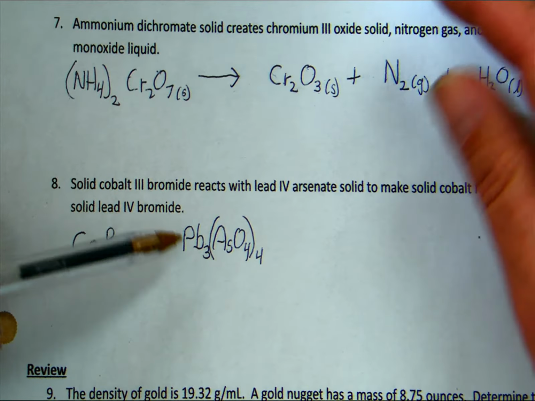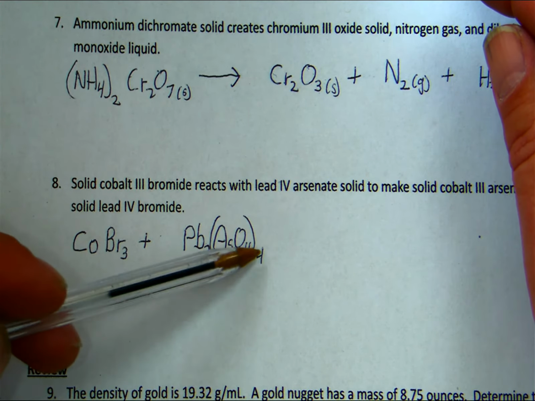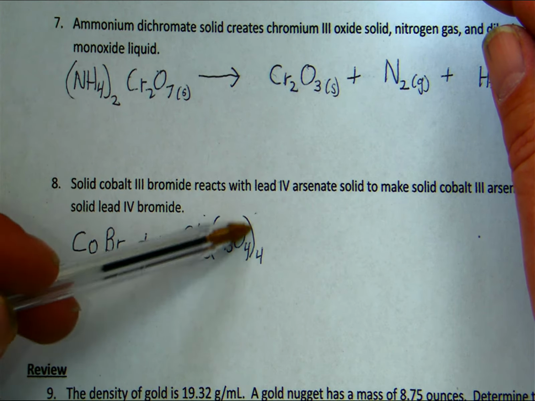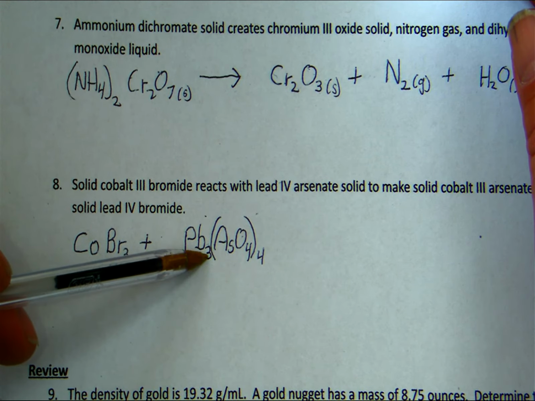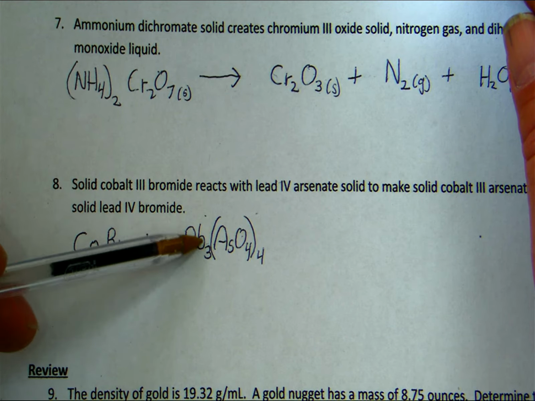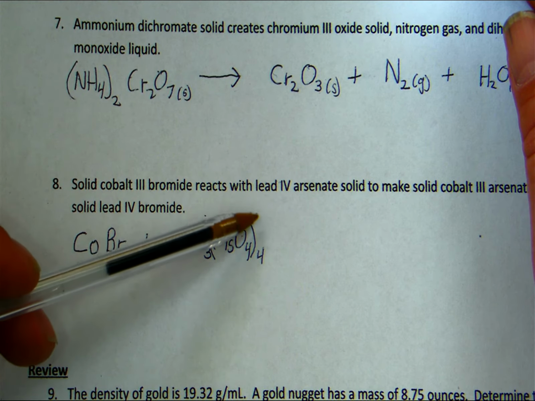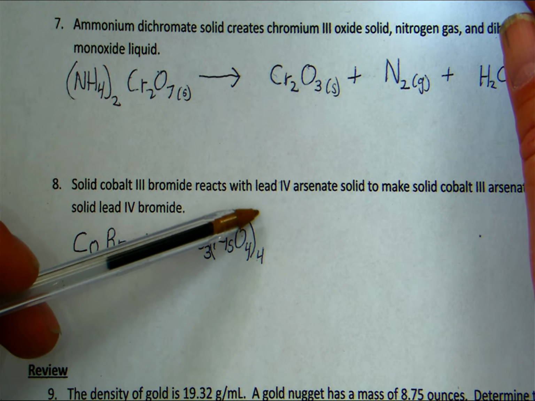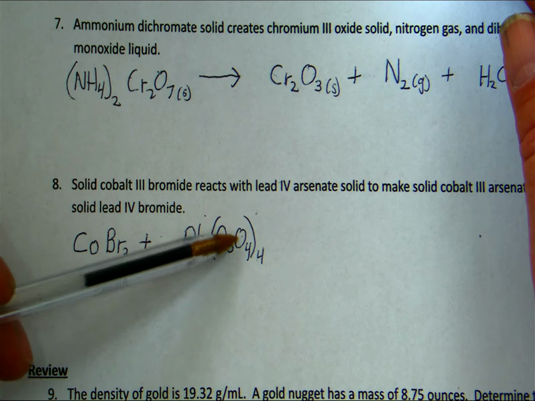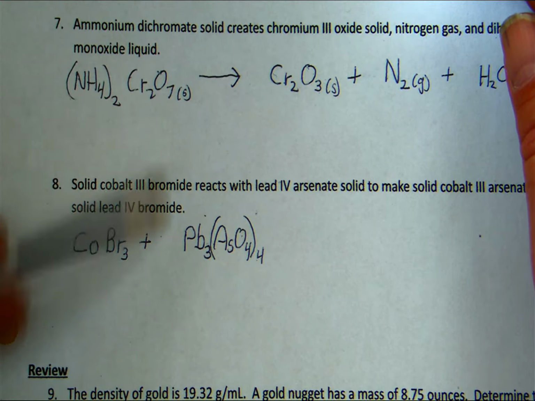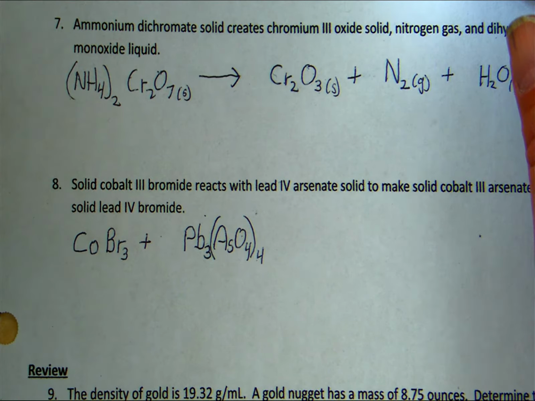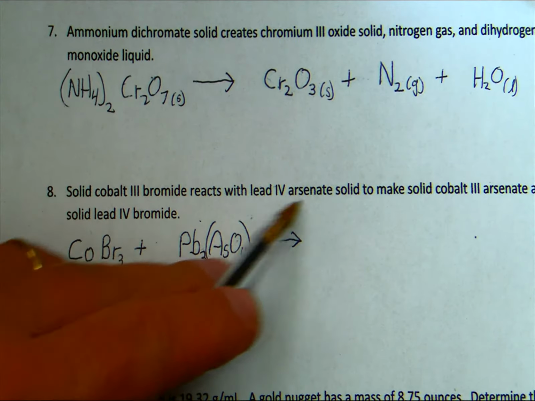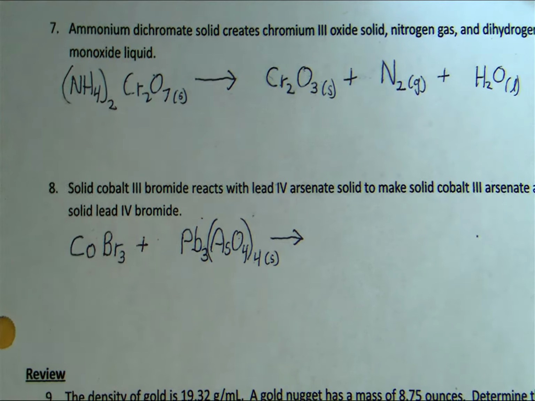And the way that works out, again, lead has a +4 charge, arsenate has a 3- charge. By crisscross, we're really doing 3 times +4 is +12 for the leads, and 4 times -3 is -12 for the 4 arsenates put together. So the +12 cancels the -12, and we have a neutral molecule to make. And by the way, this is solid, so little subscript, lowercase letter s for solid.